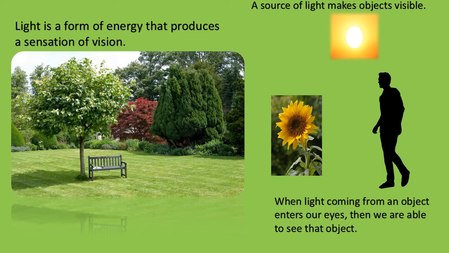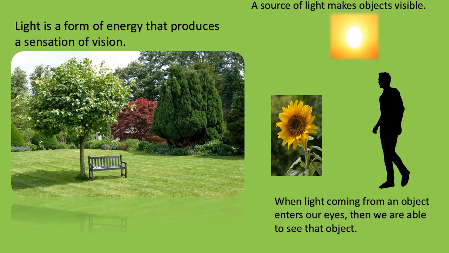As we said, light is a form of energy that produces a sensation of vision. Though we see the various objects around us with our eyes, eyes alone cannot see any object. For example, we enter in a dark room. Though we have eyes, we can't see anything inside that room because we need a source of light to make the objects visible.